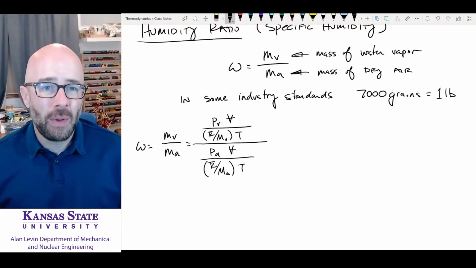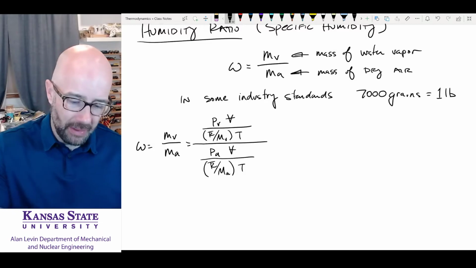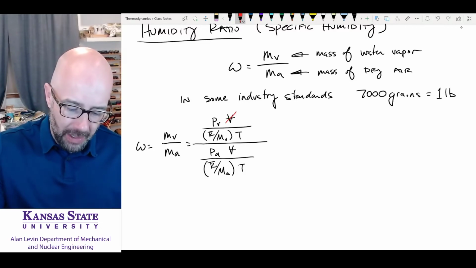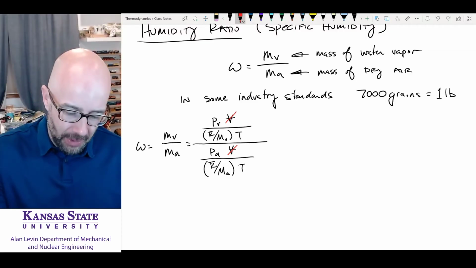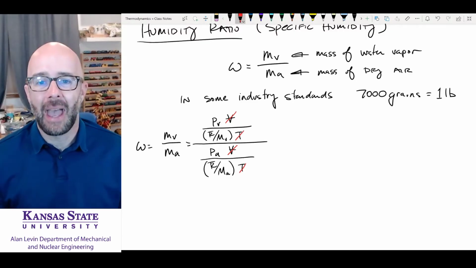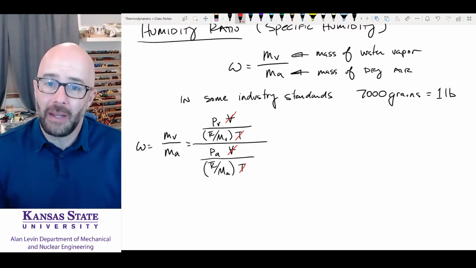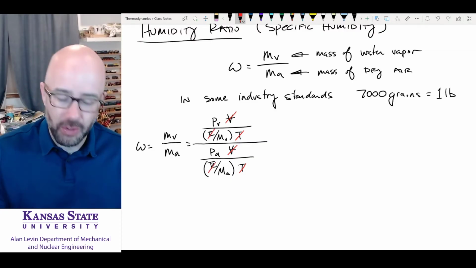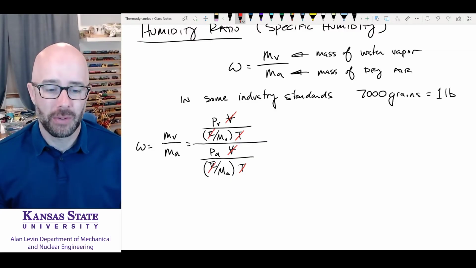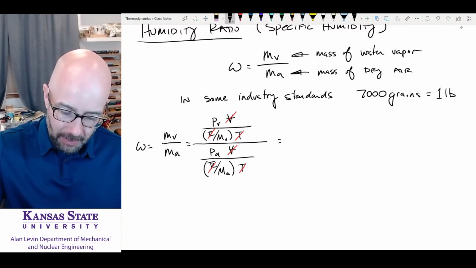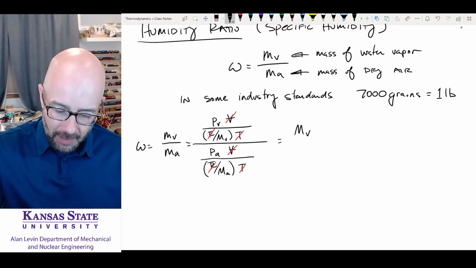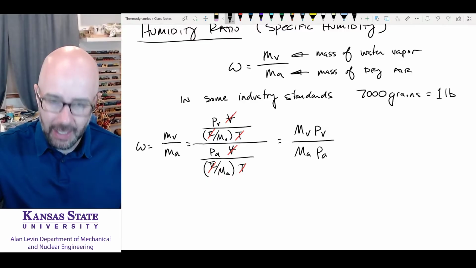Okay, and we follow that Dalton model and we say, in the Dalton model, the volume of each component is the same as the whole, and the temperature of each component is the same as the whole. Also the R bar, which is the universal gas constant, is the same throughout. And so we end up with this: the molecular weight of the vapor times the partial pressure of the vapor, all over the molecular weight of the air times the partial pressure of the air.